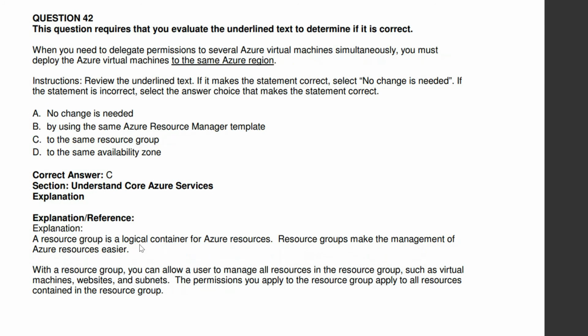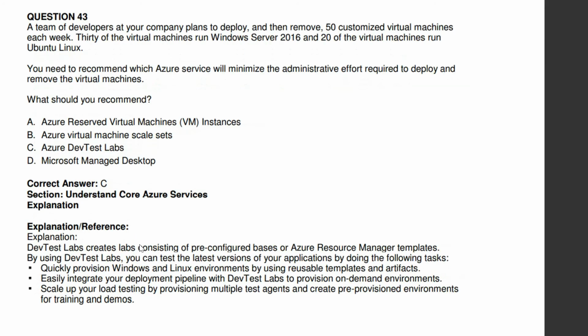So moving to the next question, the 42nd question. When you need to delegate permission to several Azure virtual machines simultaneously, you must deploy the Azure virtual machines to the same Azure region. So the answer is not the same Azure region, it should be the same resource group. So the answer is C. I'm just marking that my answer is C. Make sure you understood the concept. What is an availability zone, what is a resource group, what is Resource Manager, what is an Azure region. You should understand what these terms indicate. You should have a better understanding so that even if similar questions come up in a different way, you can answer them properly without any corrections.